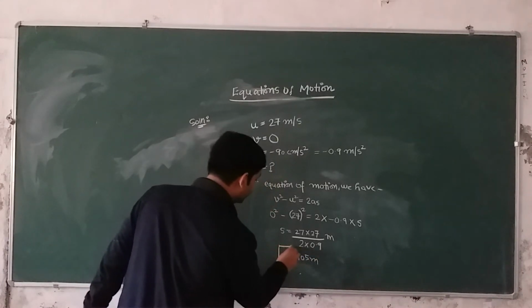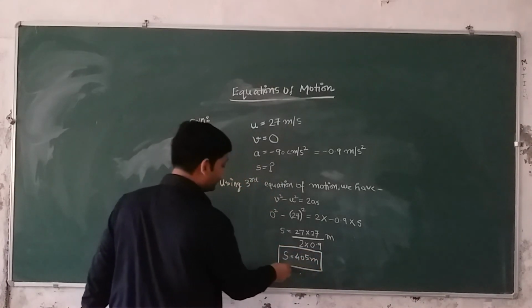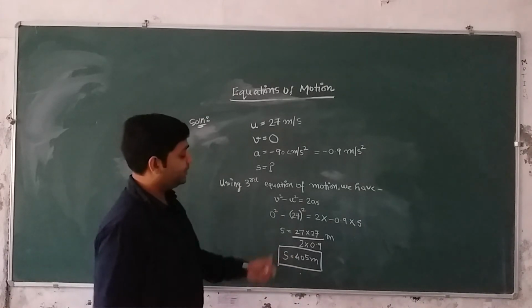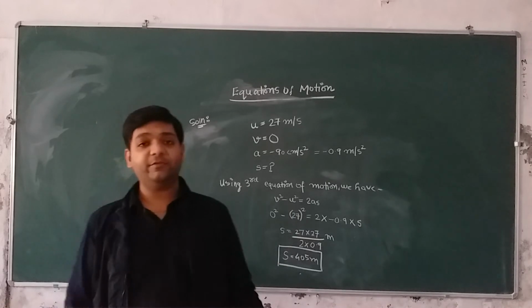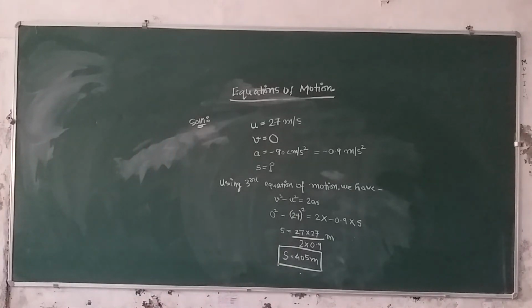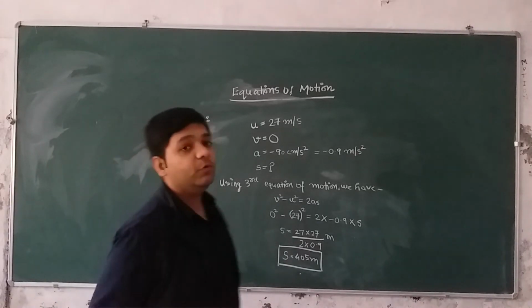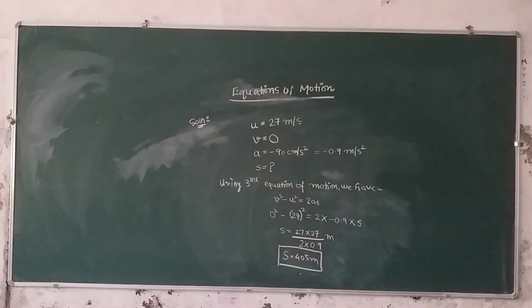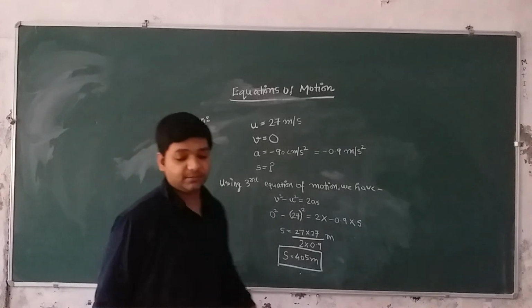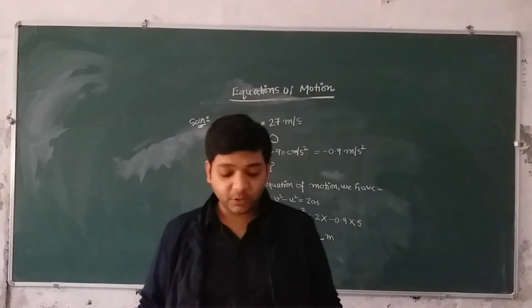This is the calculation part that you can do, right? So the distance covered by the car is 405 meter. I hope everyone has got this. Please note it down if you have not noted it till now, and then we shall move to the next question. Write down the next question.